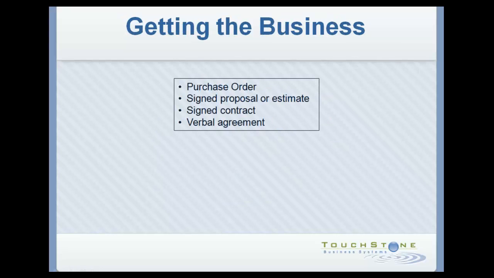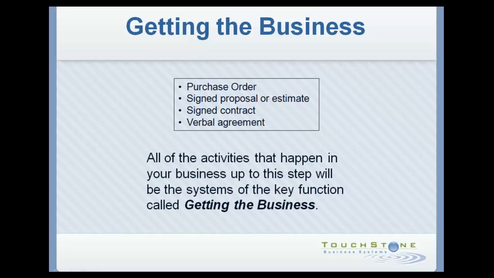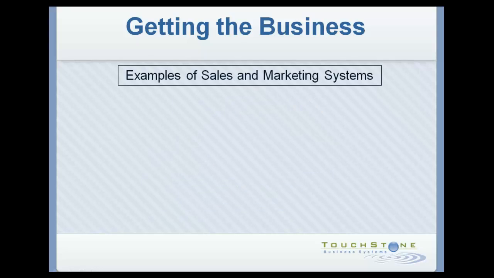It could be a purchase order, a signature on a proposal or an estimate, a signed contract. It could simply be a verbal agreement. But whatever it is, write that one step that most often occurs that indicates that a prospect has become a client. It's important to note that all of the activities that happen in your business up to this step are the systems or steps of systems in the key function called getting the business. Some examples of some sales and marketing systems.